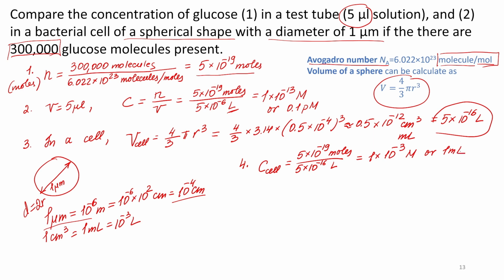So we have 10 orders of magnitude higher concentration of glucose if we just enclose those glucose molecules via compartmentalization in a cell. So this is an illustration of that advantage.